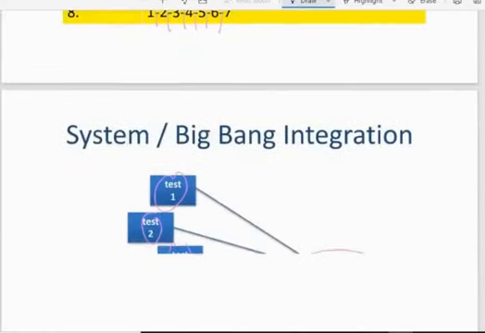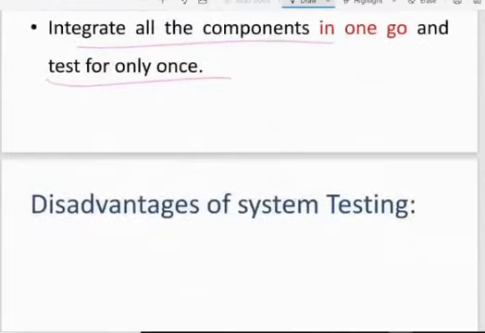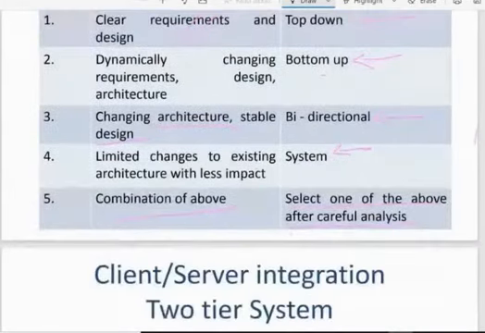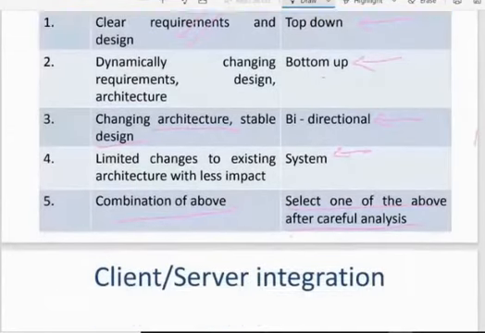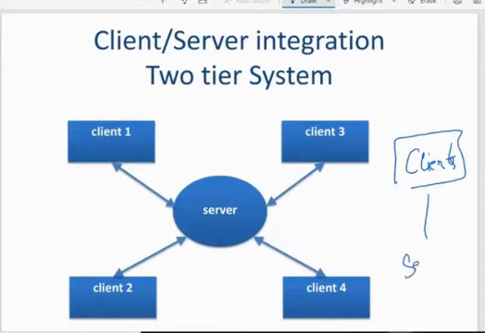And then we saw some benefits of it, and we also talked about stubs and drivers, and then we looked into when to use this particular thing. Today we are going to talk about client-server integration, which is like a two-tier system. I have clients on one end, and then I have various servers on the other.